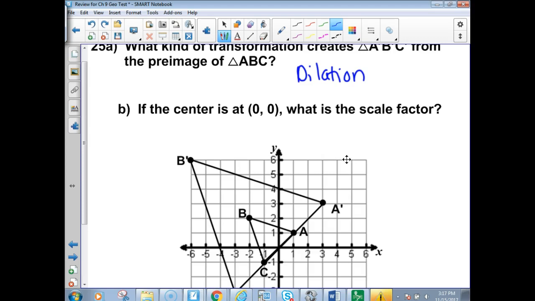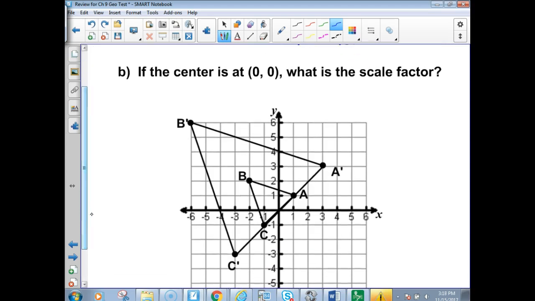How do you know? What'd you say? Did somebody already find it? What'd you say, Cadence? 3. How did you figure that out? You picked 2 points? Perfect. That is exactly what you should do. It doesn't matter which pair of points you pick, but you want to look at A and compare it to A prime, or vice versa.